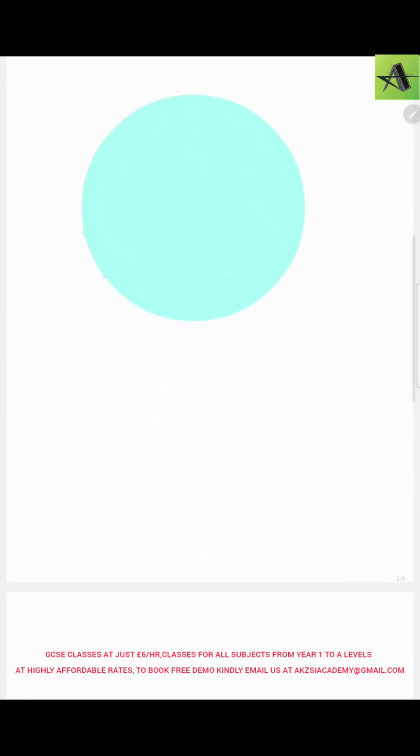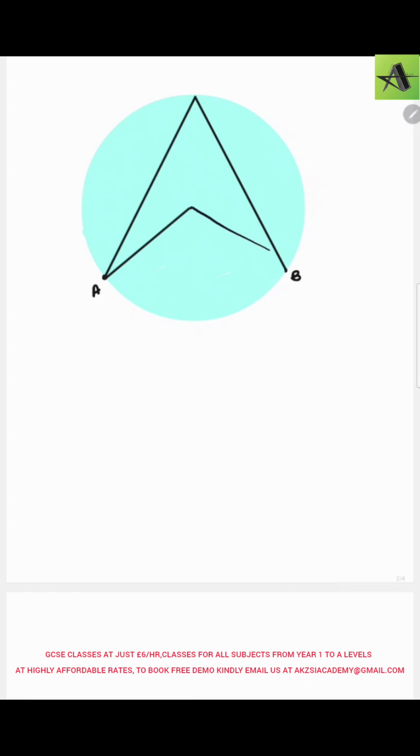So we are proving that if at circumference it's x, then at the center it has to be 2x, which means this x is already given, and we have to prove this to be 2x. For that, I'm just joining this one, and this is O, this is C. I have divided this into two triangles. This is triangle 1, this is triangle 2.